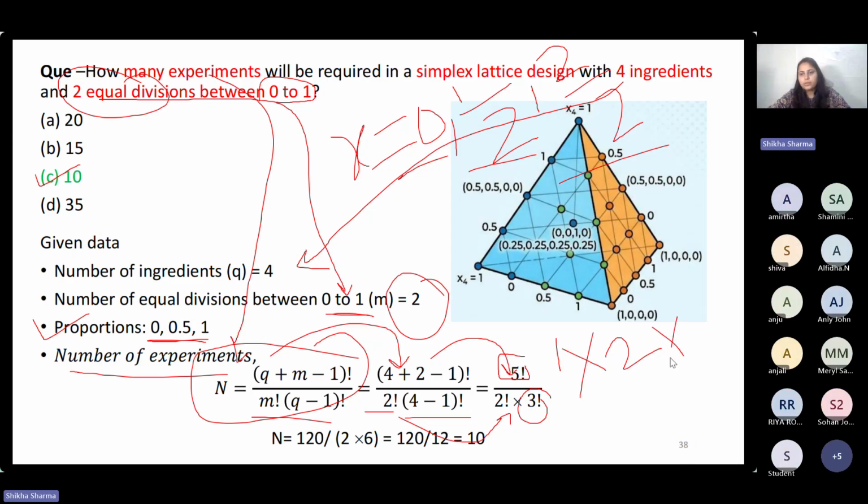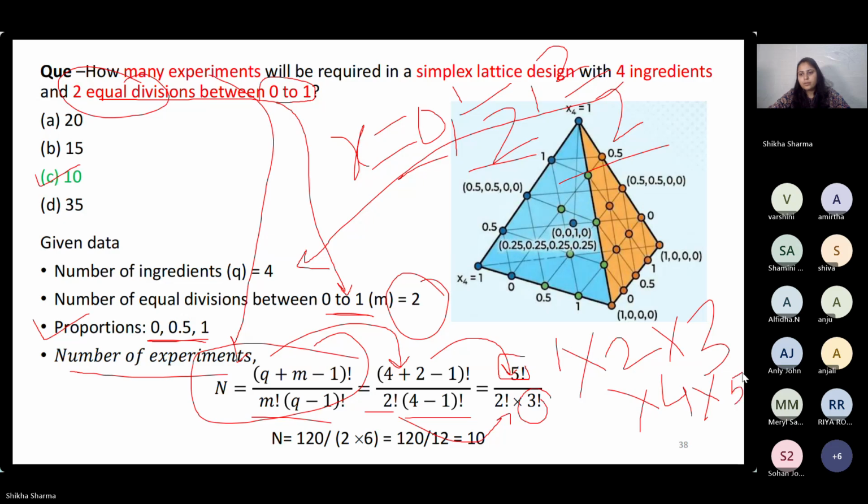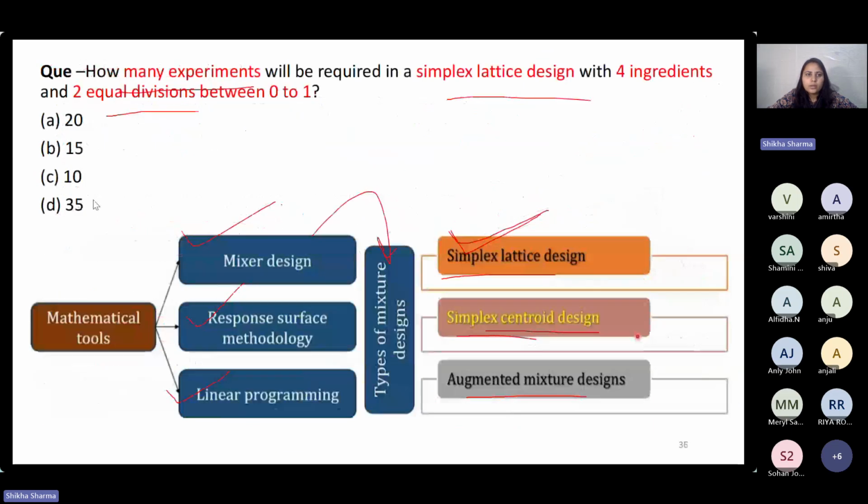Which is basically 120. So 120 divided by 2 factorial, which is 1 into 2, which is 2, into 3 factorial, which is 1 into 2 into 3, which is 6. So 120 divided by 2 into 6, which is 12. So 120 divided by 12 equals 10. Is this question clear to everyone?